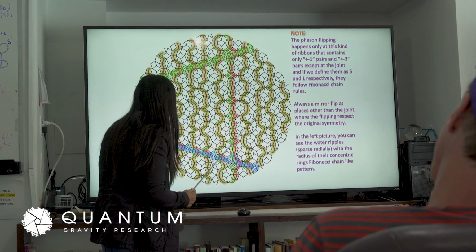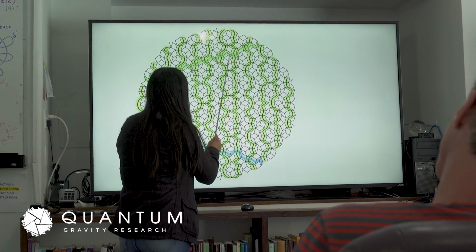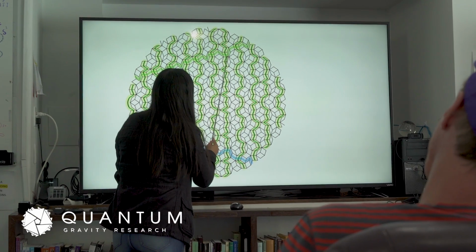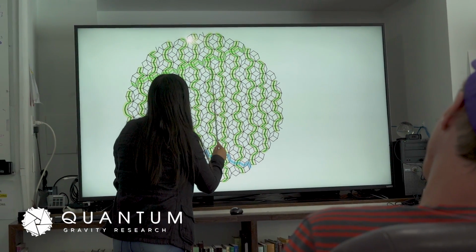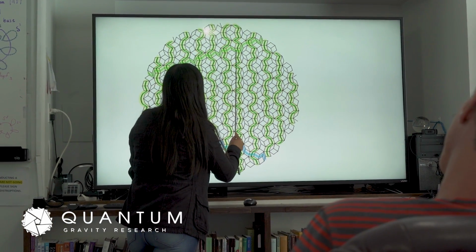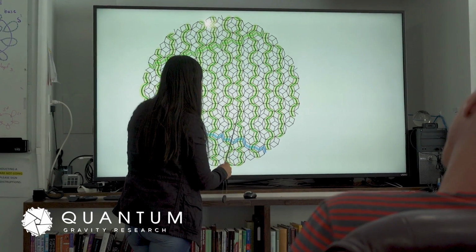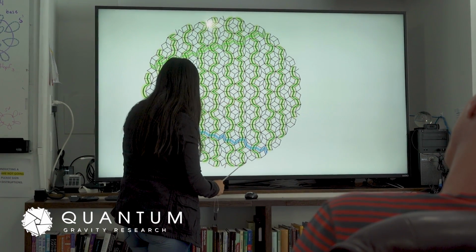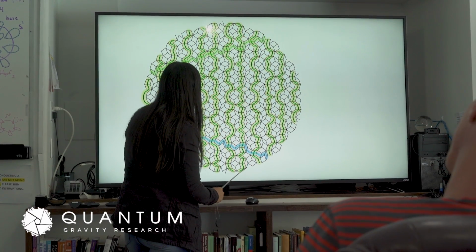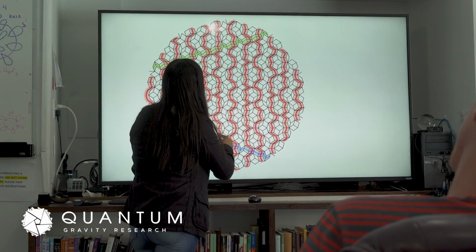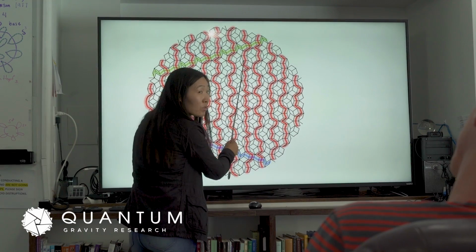Okay, now I got it. So you see this guy is not perfect because of this here, right? This ribbon is perfect everywhere except here. But this guy is a perfect ribbon, a perfect Fibonacci chain. But after the flip, this one becomes perfect and this one is not. You see what I'm saying?